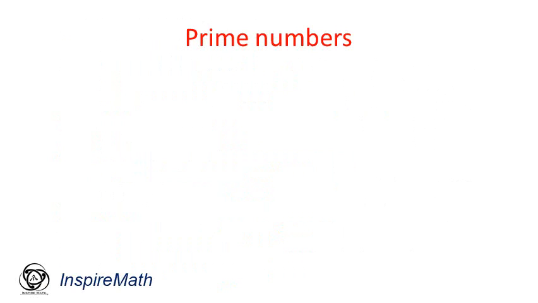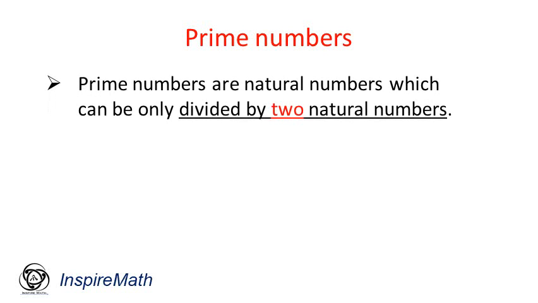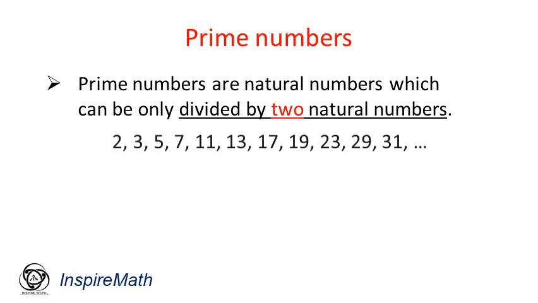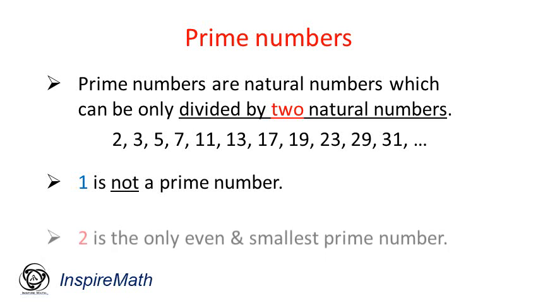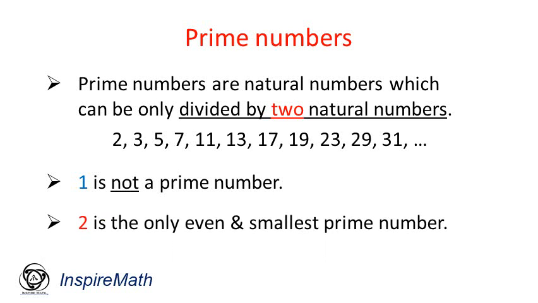Let's summarize today's lesson. Prime numbers are natural numbers which can be only divided by two natural numbers. Examples of prime numbers are 2, 3, 5, 7, and so on. 1 is not a prime number. 2 is the only even and smallest prime number.